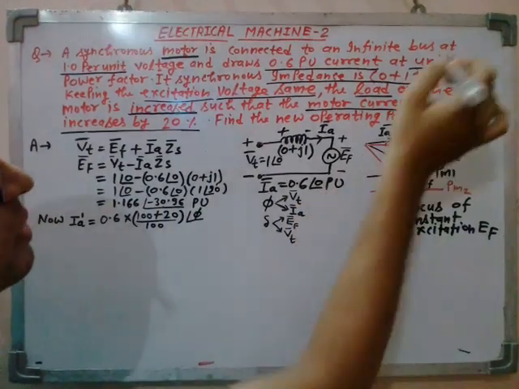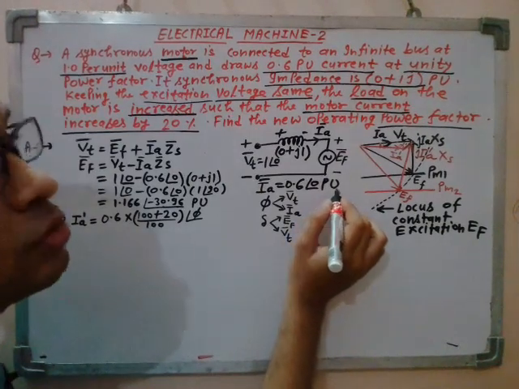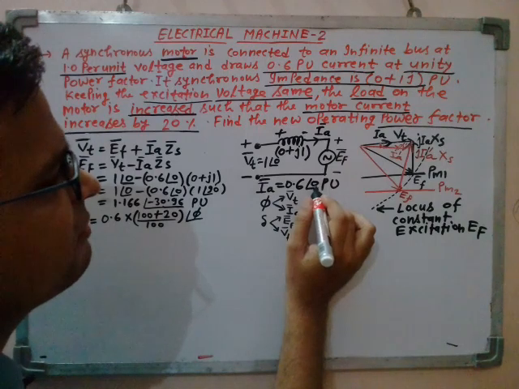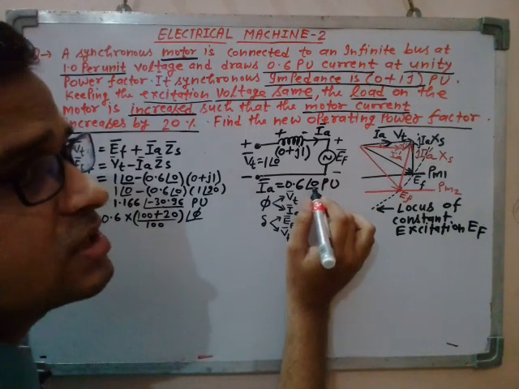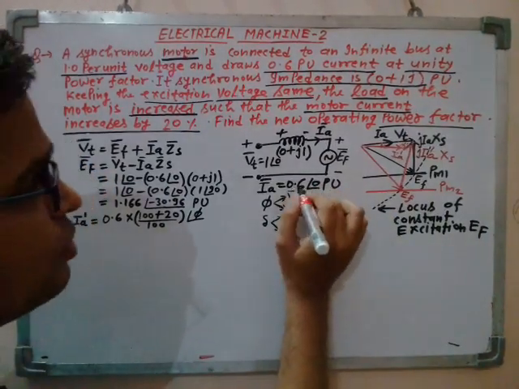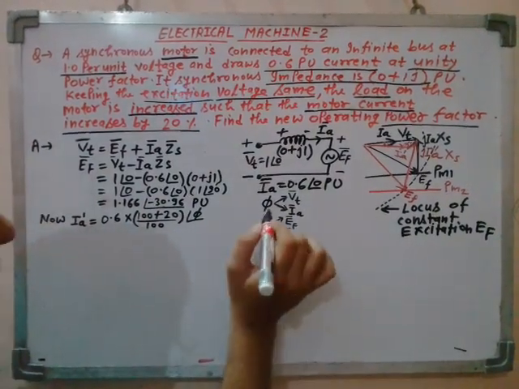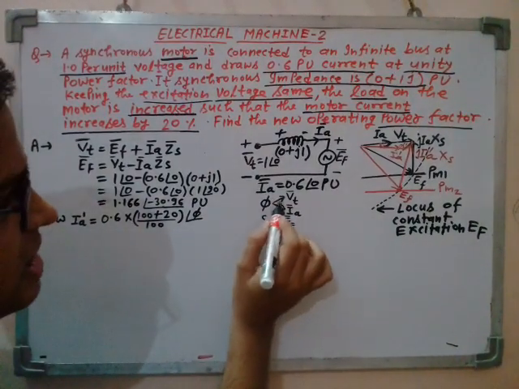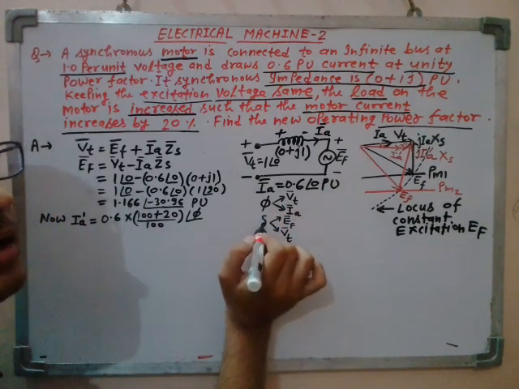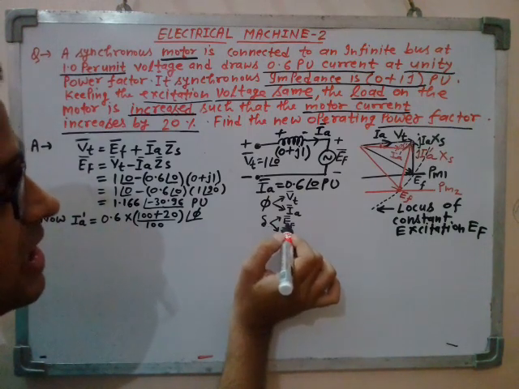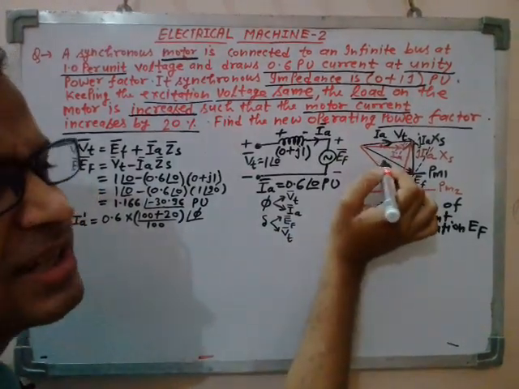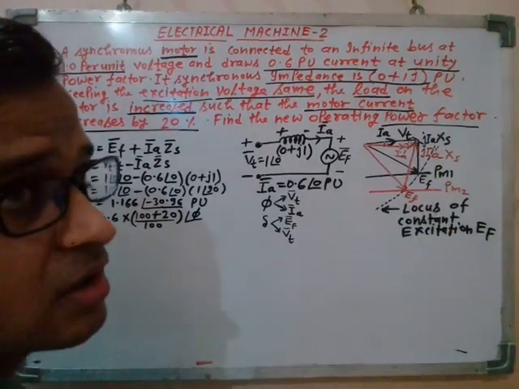And initially the motor was operating at unity power factor. That means cos phi is equal to 1, so the initial power factor angle phi is 0, since cos 0 is 1. That's why I am putting angle 0 with magnitude 0.6. Here phi is the power factor angle, the angle between terminal voltage and armature current. And delta is the load angle, the angle between excitation EMF and terminal voltage. I have not shown delta here to avoid complexity in the phasor, but you can show it.